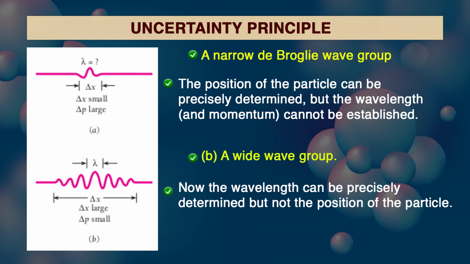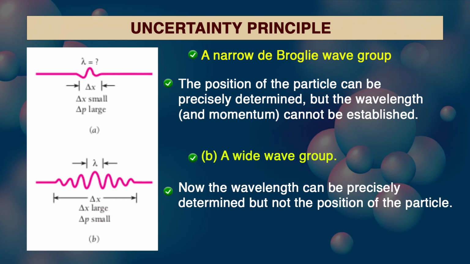So, if this psi square is maximum, that means at that position the peak is maximum. If the peak is maximum, the probability of existence of that particle is maximum. So, for this narrow de Broglie wave group in this figure, the position of the particle can be precisely determined, because there is one very narrow band. We can search for that particle, we can get that particle.